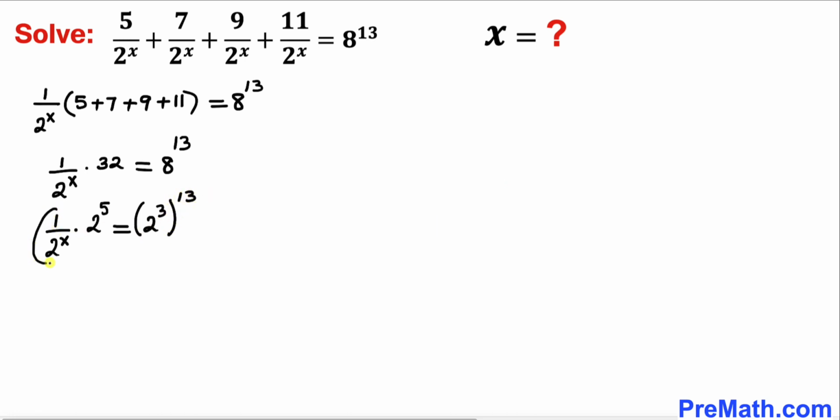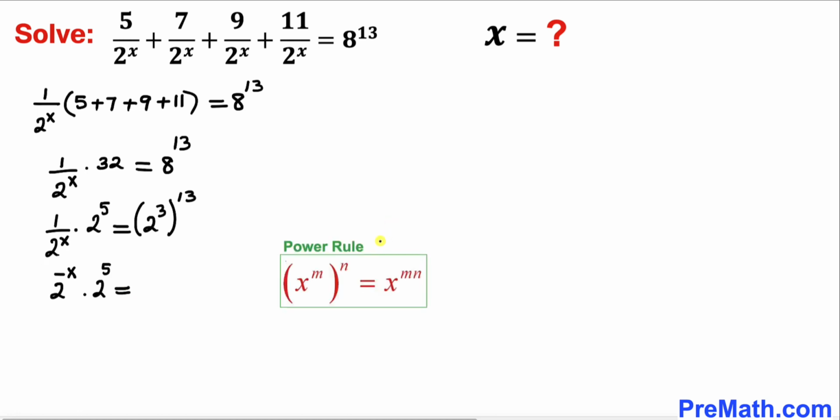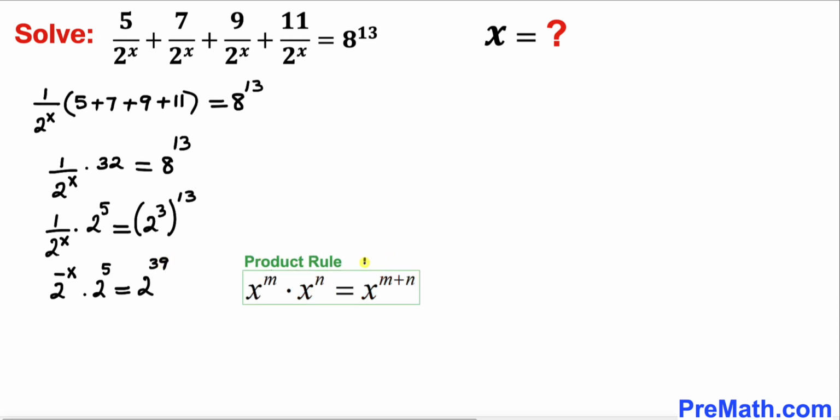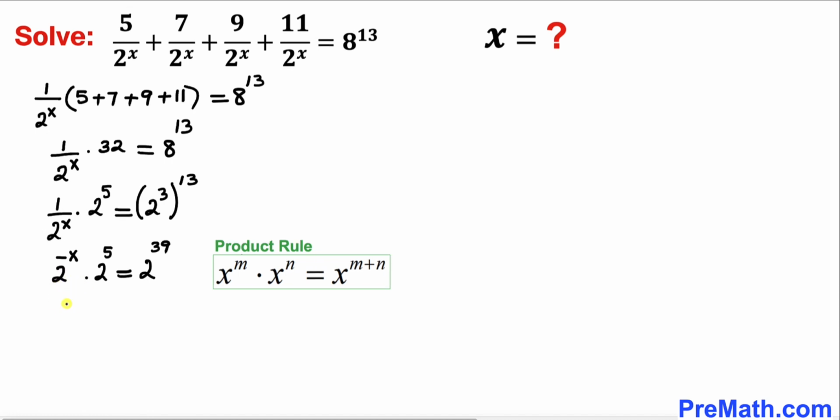Now this 1 divided by 2 power x could be written as 2 power negative x when we move it to the numerator, times this is going to stay the same, 2 power 5, equals to, and now let's recall this power rule of exponents. We are going to apply it on the right hand side. That means we can multiply out these two nested exponents. So this could be written as 2 power 3 times 13, which is 39. And now let's recall this product rule of exponents. We are going to apply it on the left hand side. So the left hand side could be written as 2 power negative x plus 5 equals 2 power 39.